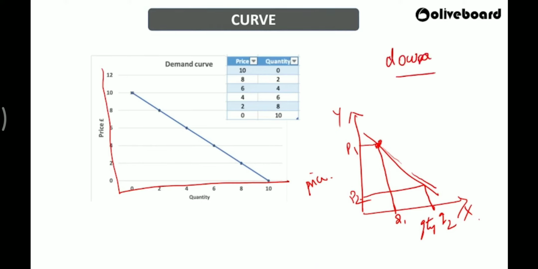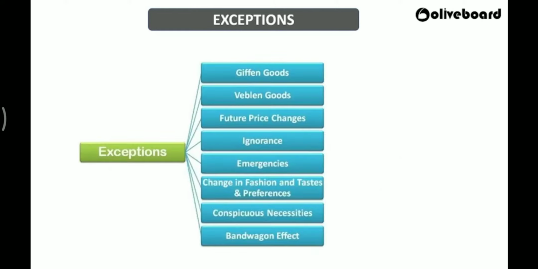Why? Because there is an inverse relationship between demand and price. If price increases, demand decreases. Because of this relationship, your demand curve slopes downwards. If you represent this in a tabular column, it is called a demand schedule. If you represent this in graphical form, it is called a demand curve. All right, I hope you understood the demand curve. It is always downward sloping because there is an inverse relationship between price and demand.